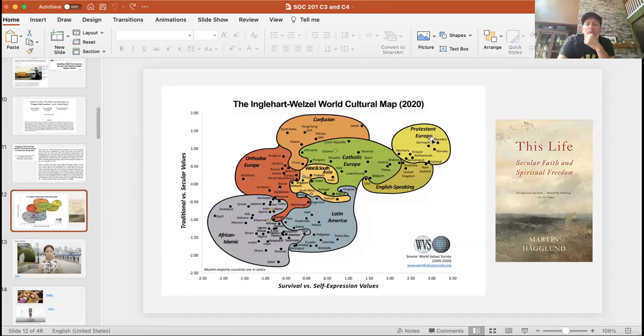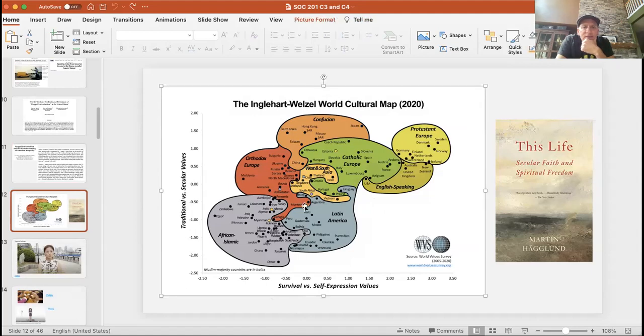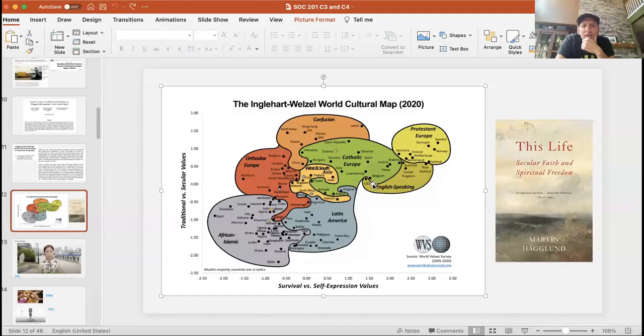So I guess what I was trying to indicate here is that if we look at the United States, here's the United States, and here's a lot of other European countries, right? So self-expression is actually really more highly valued in a lot of other developed countries, Eastern, Western European countries.